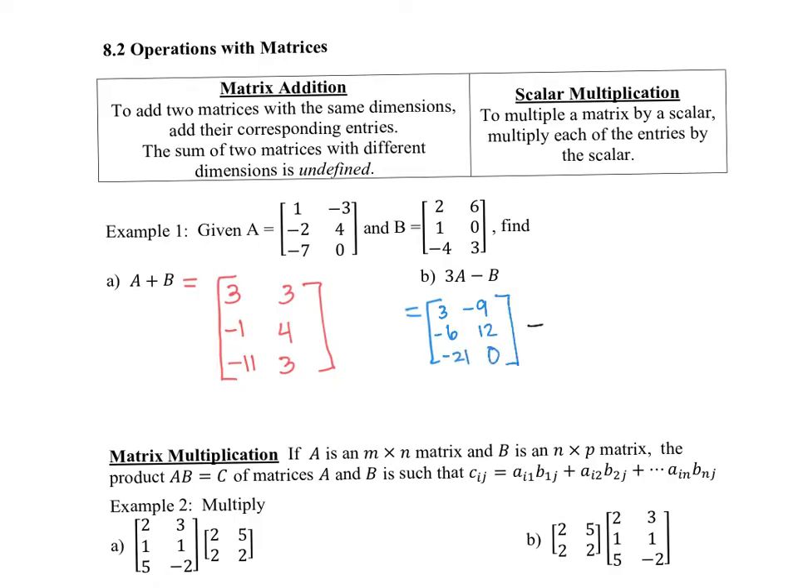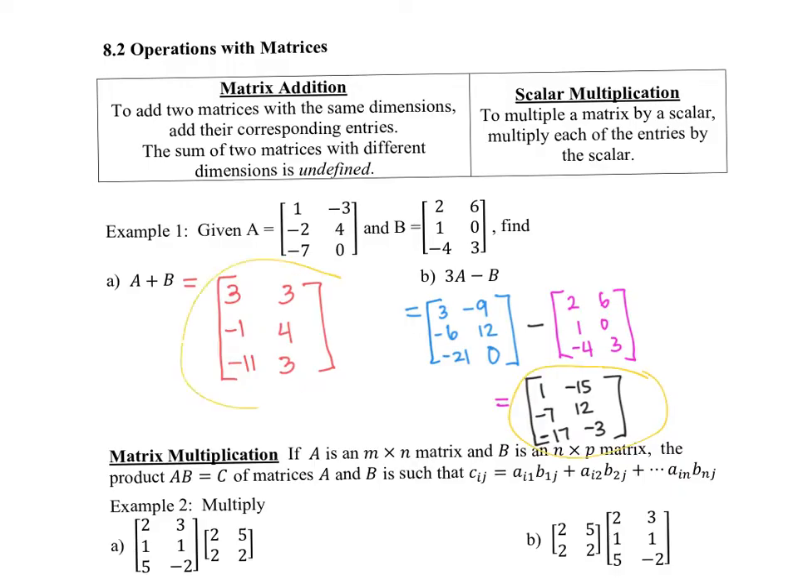And then from there, I'll subtract matrix B. I'm going to go component by component, and the resultant will be the same size, a 3 by 2 matrix. Okay, so then this is my final result. This was my final result here.